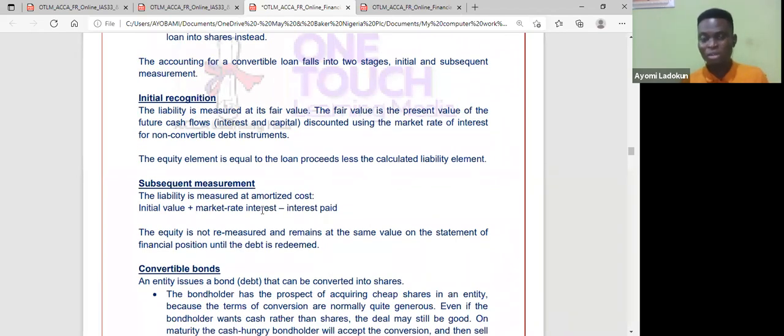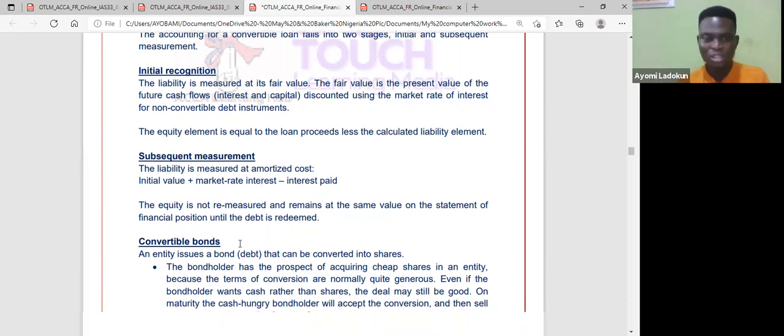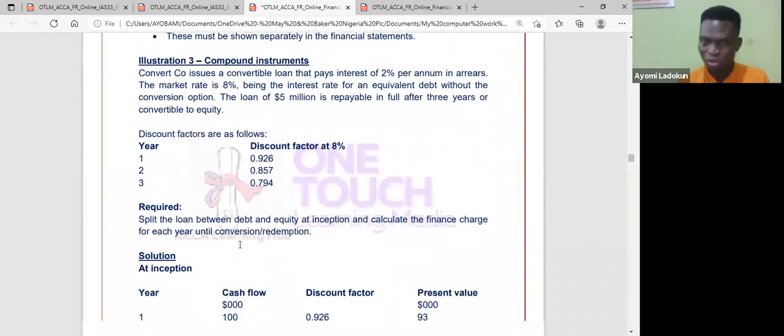Then on subsequent measurement, you measure at amortized cost. It's just what we have been doing. The only thing is, once you measure at fair value initially, you now take it at amortized cost. Whatever balance you have when you do your amortized cost is your liability. You remove the cash proceeds that you have received less that liability, and whatever balance you have is your equity. So let me go to a question straight up.